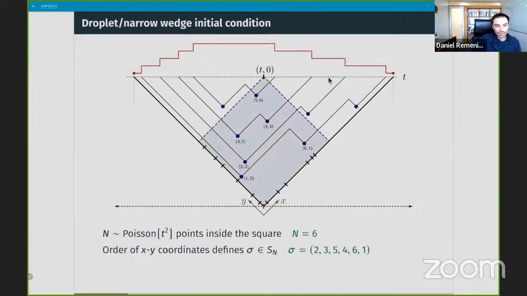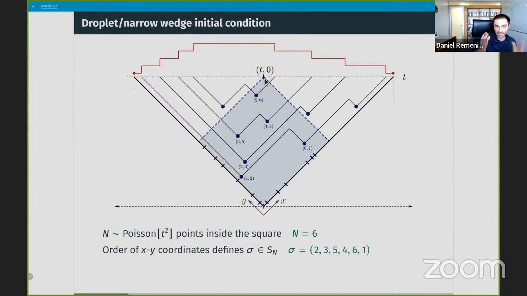Now, just to fix ideas, let me look at the origin. I want to say something about the height at the origin. If I want to look at the height at the origin, you can see that all that matters is what happens inside this backwards light cone, if you want, this square, right? Because any nucleations that were happening outside won't reach me anyway, okay? So I only have to look at those.